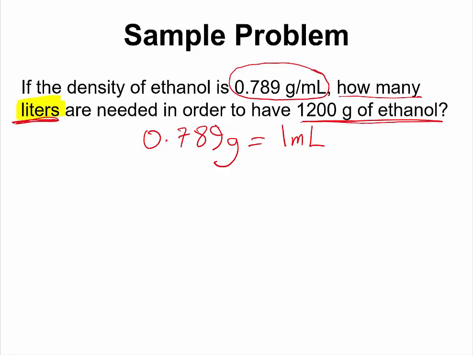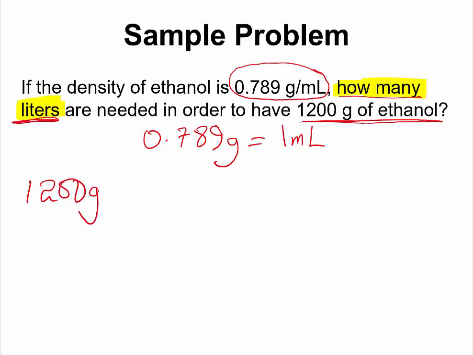I need you to notice something here. We want to find how many liters. Immediately you see that, you're thinking that should be the unit of volume, and you would be right. So we want to find the volume in liters. Well, we know the mass of ethanol as 1,200 grams, because grams is the unit of mass.